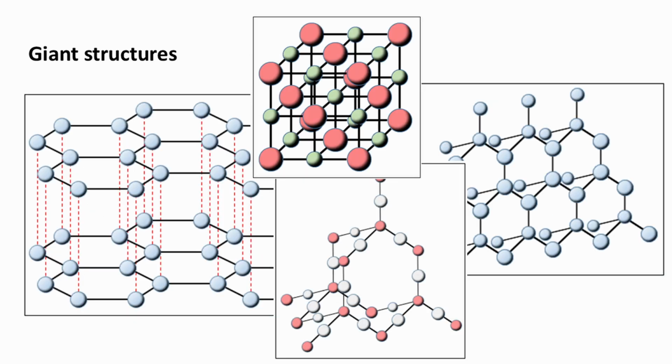The diagrams here represent the lattice structures of some giant substances. On the left hand side, the diagram could represent graphite. Top centre could be an ionic lattice such as sodium chloride. Bottom centre could be silicon dioxide, and on the right hand side that could represent diamond.